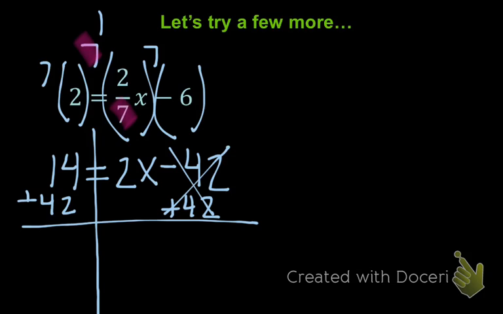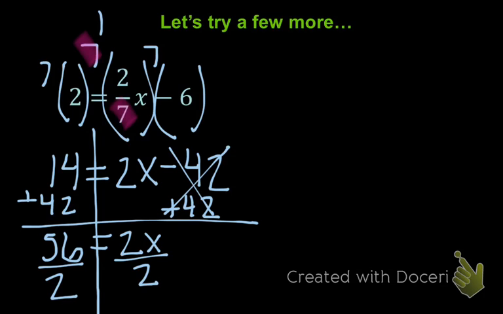My 42's cancel. I'm left with 2x on the right side. And then 14 plus 42 gives me 56. Divide both sides by 2. You might have to do some long division off to the side for this one, but x would equal 28.